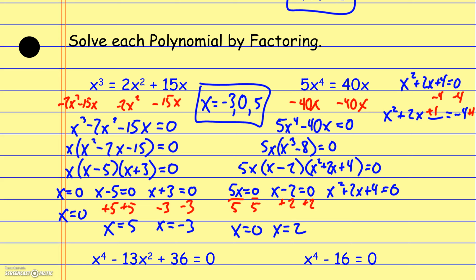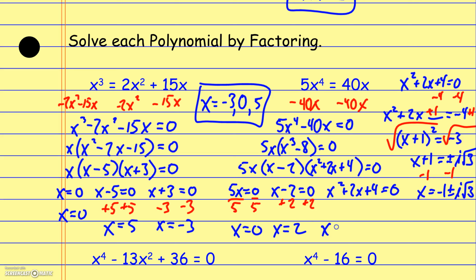Now this guy's going to factor into an x plus 1 squared equals a negative 3. I take the square root of each side. So I end up with an x plus 1 equals plus or minus i root 3. And now I subtract the 1 from each side. So I'm basically using all the things that I've already learned about factoring and solving by factoring and rolling all of them into one problem. All right? So here I get x equals a negative 1 plus or minus i root 3. So I get a bunch of different answers here, 2 of which are imaginary. Okay?